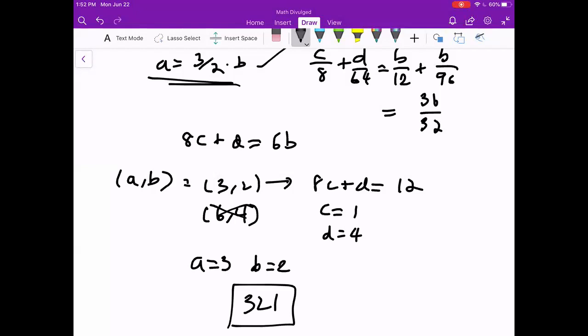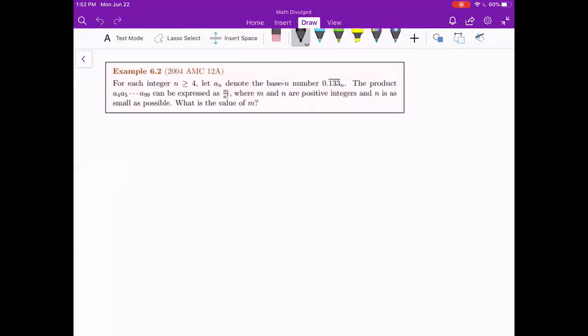Now let's try one last problem before we end off today. This problem is from the 2004 AMC 12A. I think it was number 25, I'm not sure. For each integer n greater than or equal to 4, let a_n denote the base n number 0.133 repeating in base n. The n in a_n isn't a base, it's just a subscript here. And then the product of a_4 all the way to a_99 can be expressed as m over n factorial, and we want the smallest value of m.